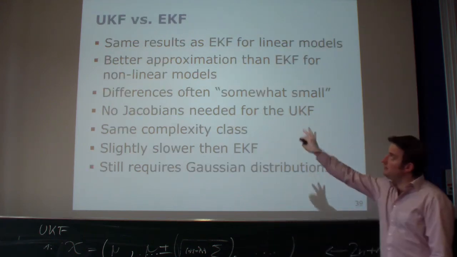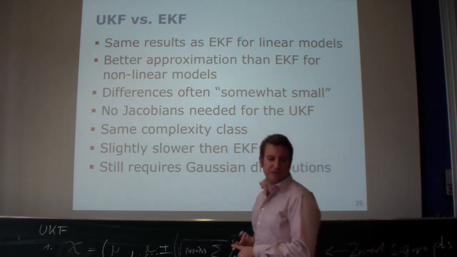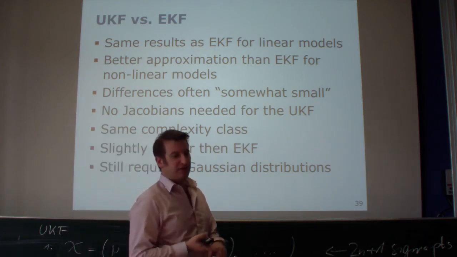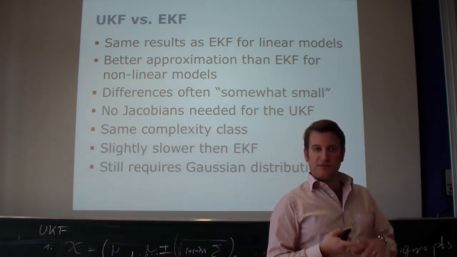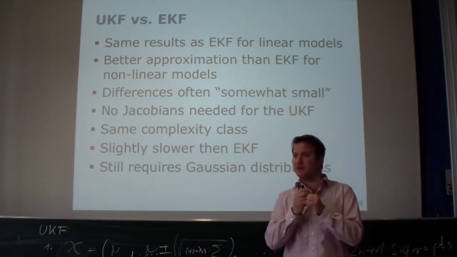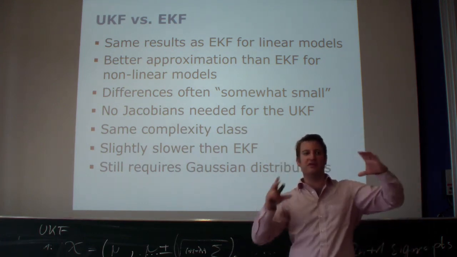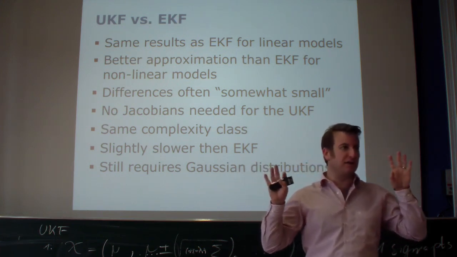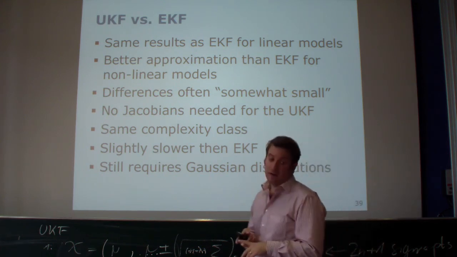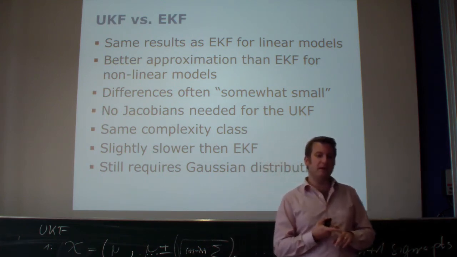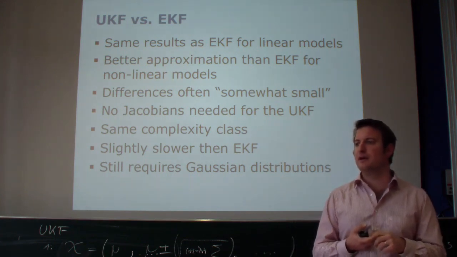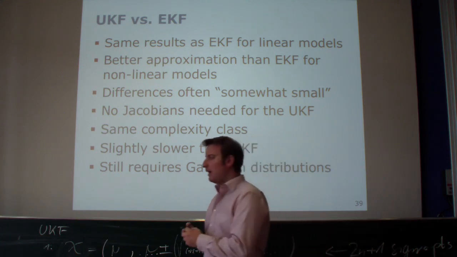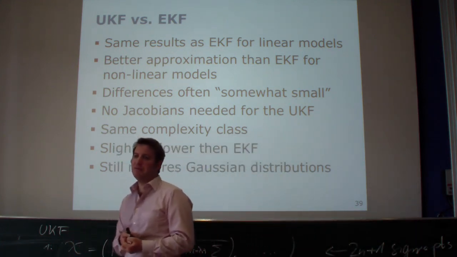If you compare the UKF and the EKF in terms of their properties, it has been shown that the unscented Kalman filter provides the same result as the EKF for linear models, and then the same as the Kalman filter does. So for linear models, they all perform in the same way. They estimate the same mean and the same covariance, maybe up to some small numerical differences. But the UKF is better than the EKF in the case of nonlinear functions. So for nonlinear functions, the UKF either provides the same estimate as the EKF or performs better.